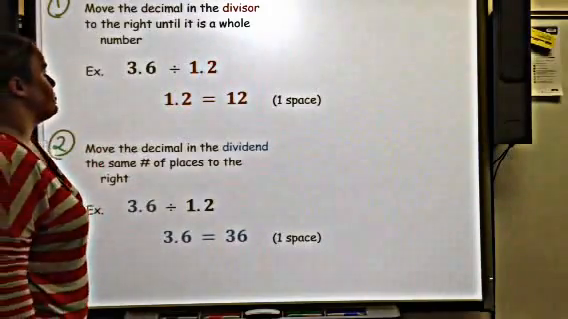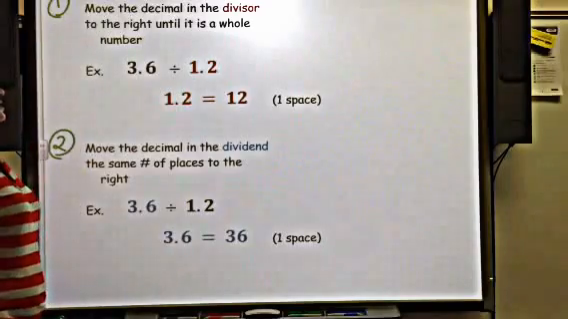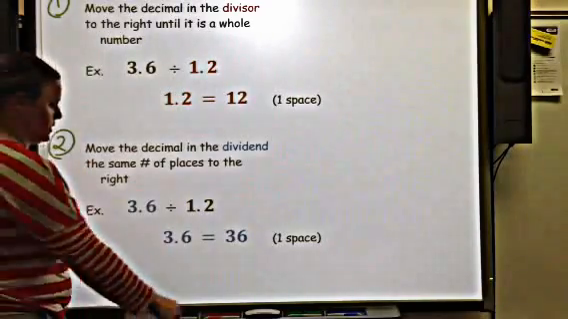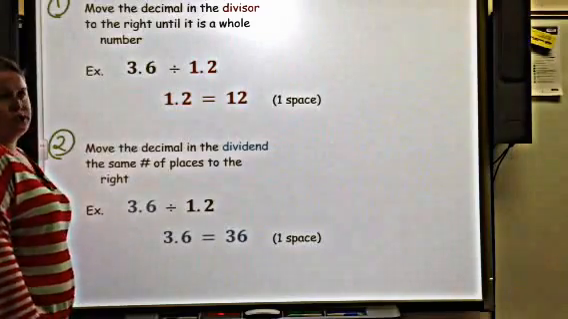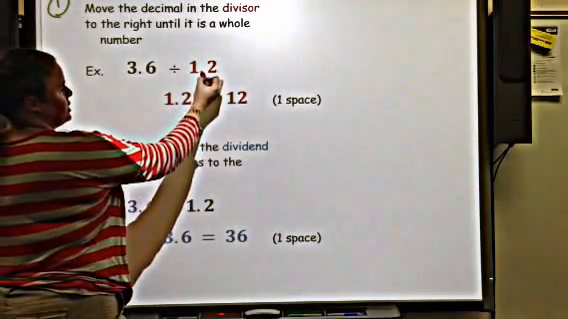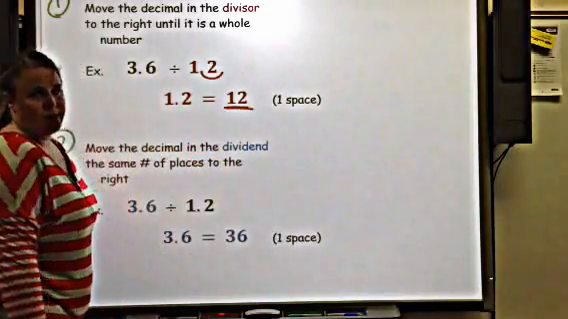Steps to solving a division problem dealing with decimals. First, you move the decimal in the divisor to the right until it is a whole number. So with the problem, 3 and 6 tenths divided by 1 and 2 tenths, I take my divisor and move the decimal to the right, making 12 the new whole number.